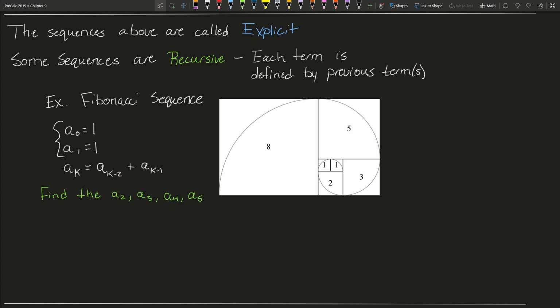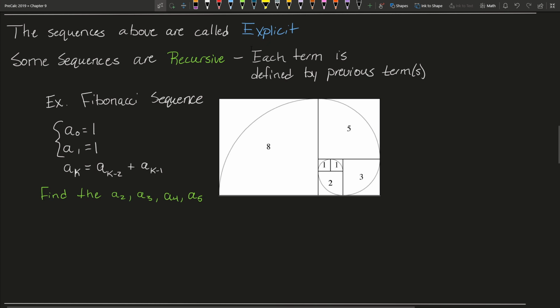Some sequences, though, you have to find previous terms in order to find the next term, and those are called recursive. Each term is defined by the terms previous to it. An example of that is the Fibonacci sequence, which can be found pretty much everywhere: spirals of galaxies, hurricanes, facial features, rose petals, flower petals, different patterns in nature. The Fibonacci sequence says that our first term is one, and every term after that is the sum of the two terms previous.